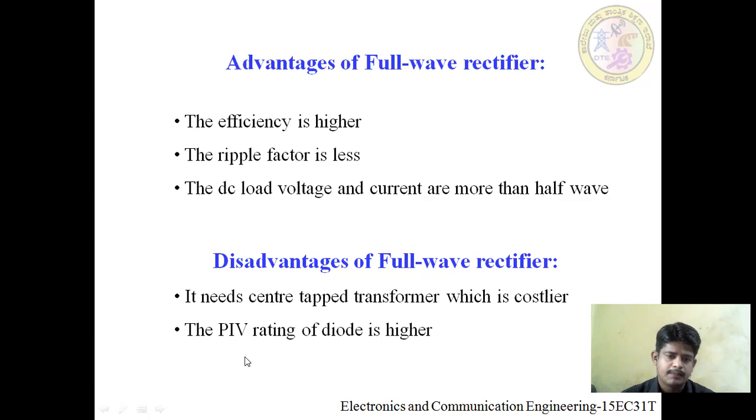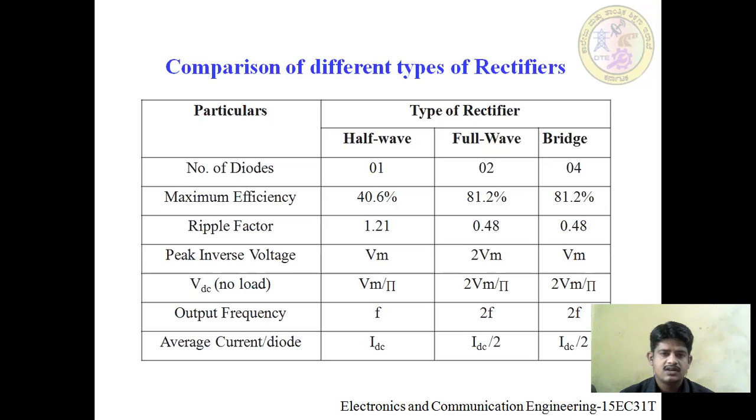Then the PIV rating of the diode is higher. Since the full wave rectifier is dealing with higher voltage, even for the center tapped full wave we have seen that the PIV is given as 2Vm. So it is higher. This is the disadvantage of the full wave rectifier.